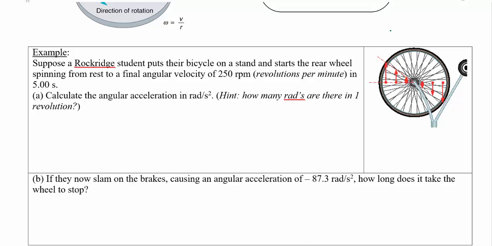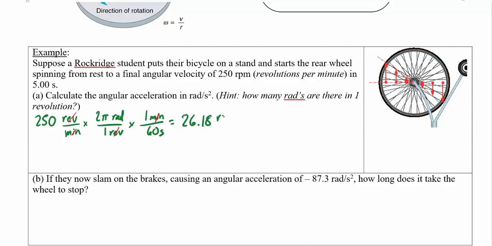Okay, well, this really is just more of a problem of converting our units. So we know that we've got 250 revolutions per minute. That's what RPM stands for. Well, I know that there are 2 pi radians for every 1 revolution. And I know that there is 1 minute for every 60 seconds. And so if I look closely here, I can see that revolutions is going to cancel out, minutes is going to cancel out. And 250 revolutions per minute works out to be 26.18, if you want some sig figs, rads per second.